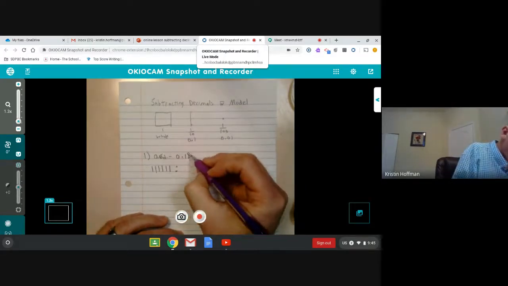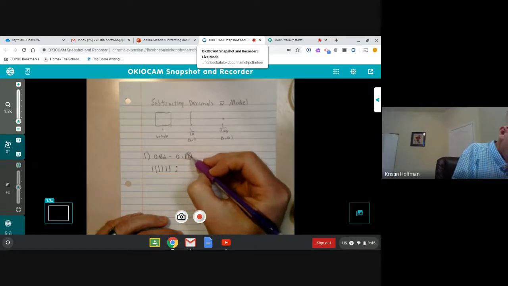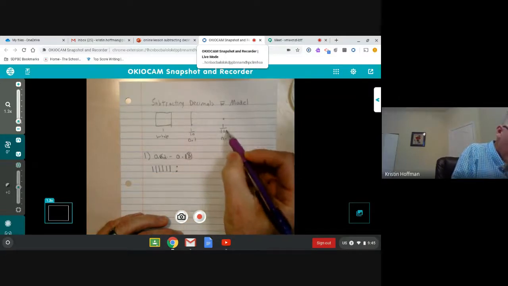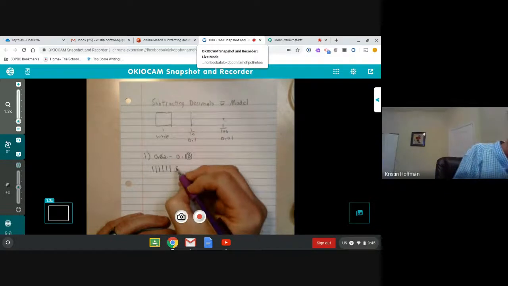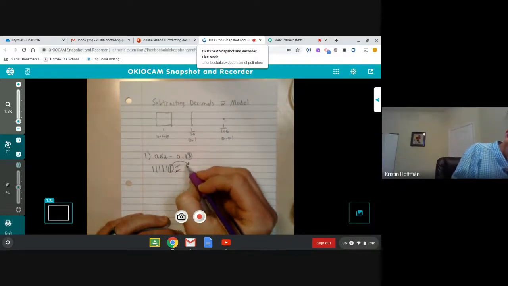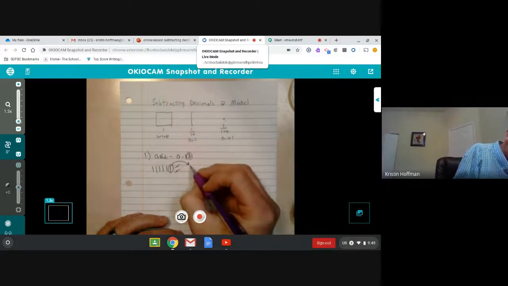Furthest to the right, we're going to start with our 8 here. And 8 is in the hundredths place, so we need to subtract 8 dots. 1, 2. Oh, ran out of dots. Let's borrow from here. Regroup. 1 long equals 10 units: 1, 2, 3, 4, 5, 6, 7, 8, 9, 10.